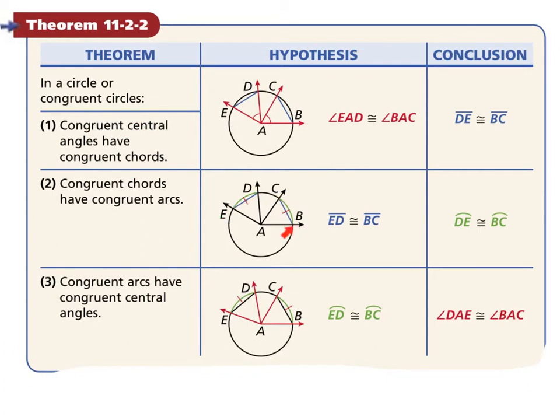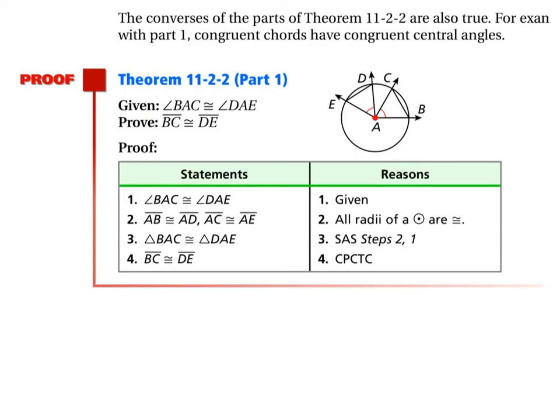Congruent chords have congruent arcs. And then congruent arcs have congruent central angles. So basically, if we have central angles that are congruent, we know their chords and their arcs are also congruent. We're actually going to prove this theorem.